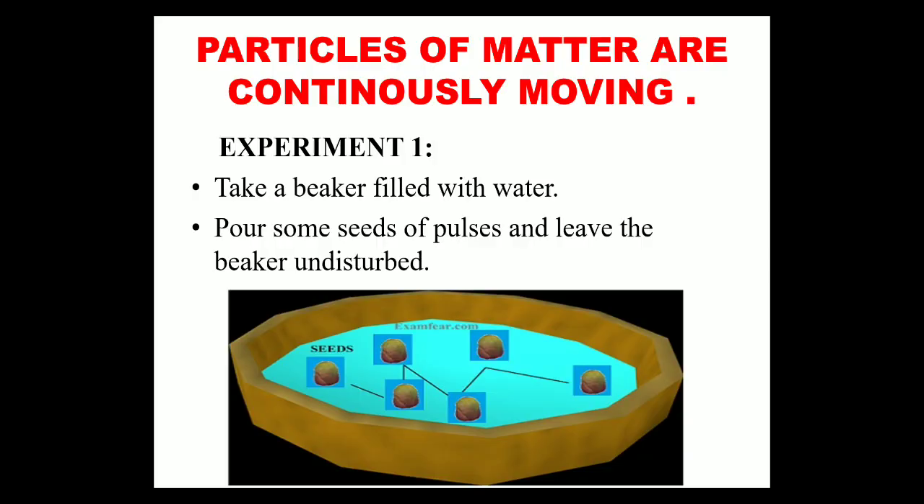Okay, so now let us move on to the next property, that is, particles of matter are continuously moving. What does this mean? It means that particles of matter are continuously moving. This can be understood properly with the help of an experiment. Now, what do you have to do? You can try this at home also.